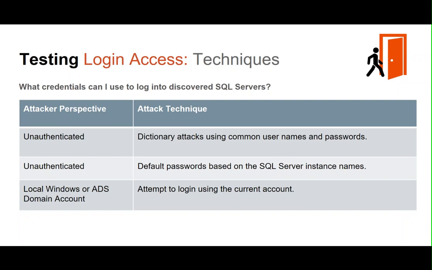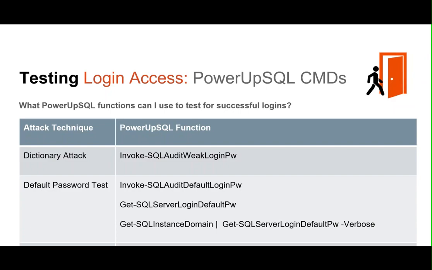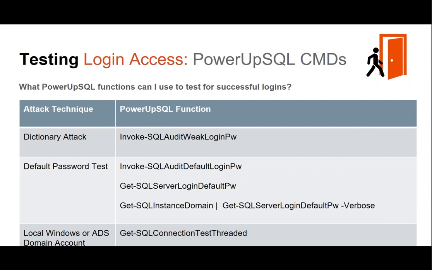So as an attacker, I can get a full list of SQL servers from the domain, filter based on instance name, and then try for defaults. We've actually had a lot of success with this as a way to get initial entry into some of those databases. And lastly, local Windows and AD pass-through authentication, which is just trying to access it using your current Windows credentials. I've also created a set of functions to support these use cases.